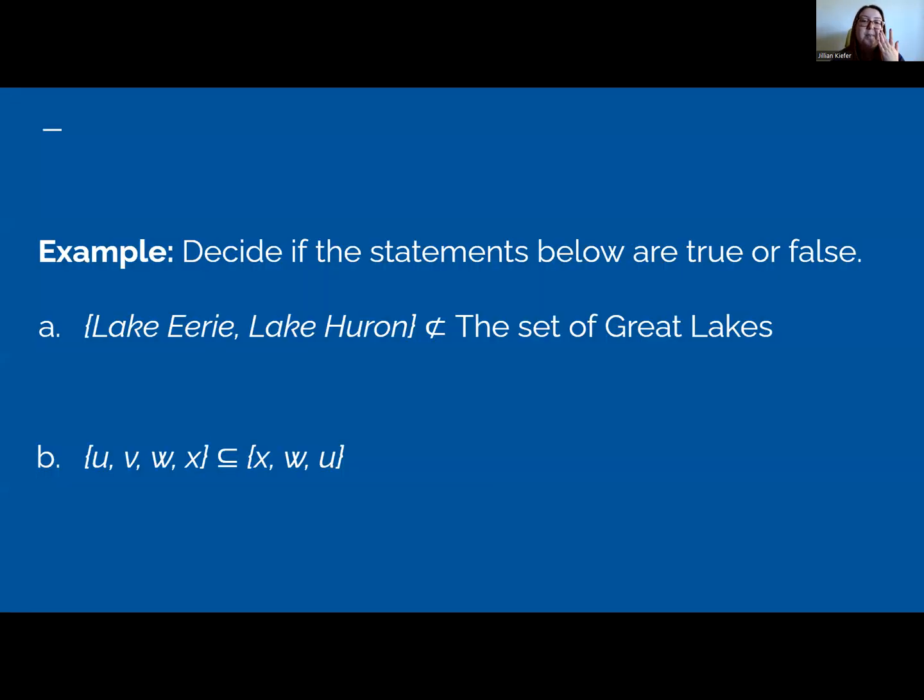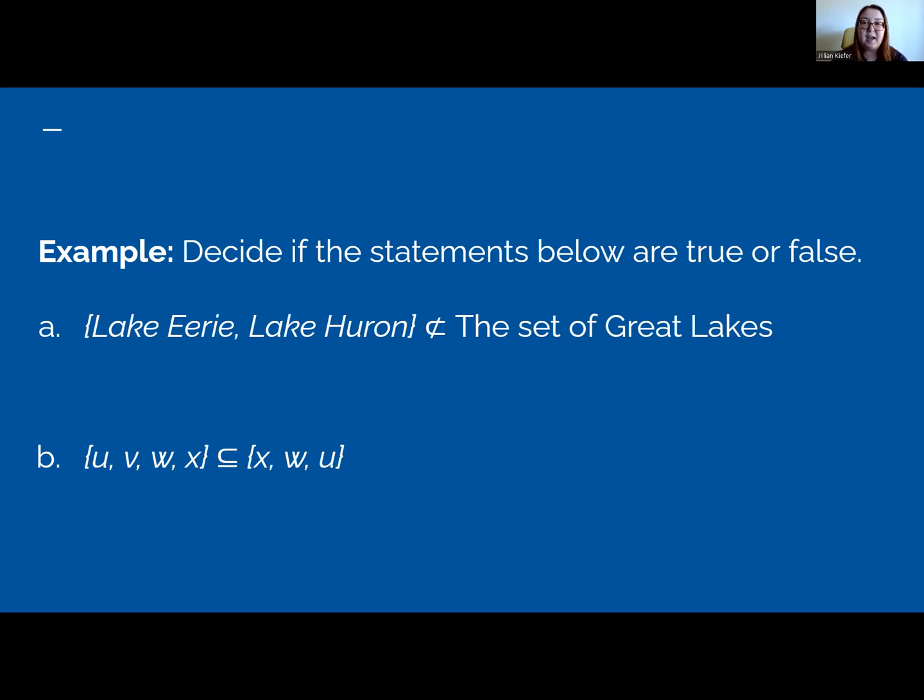All right, another example. Decide if the statements below are true or false. So A, we have the set Lake Erie, Lake Huron. We're saying it is not a proper subset of the set of Great Lakes. The Great Lakes are the set of 5 lakes in America, also bordering Canada. There are 5 Great Lakes: Lake Erie, Lake Huron, Lake Ontario, Lake Superior, and Lake Michigan. So Lake Erie and Lake Huron are included in the set of Great Lakes.